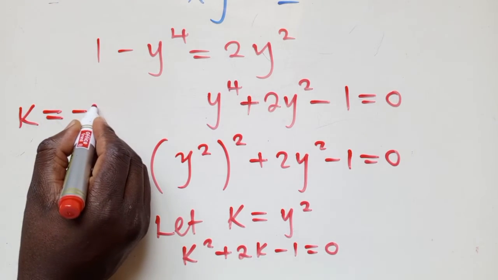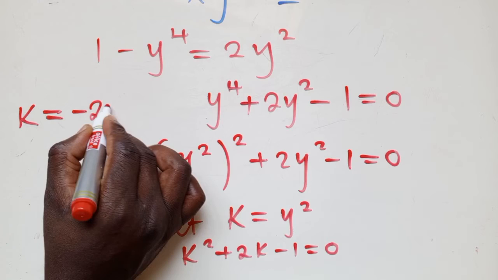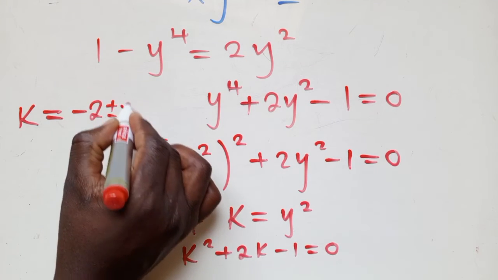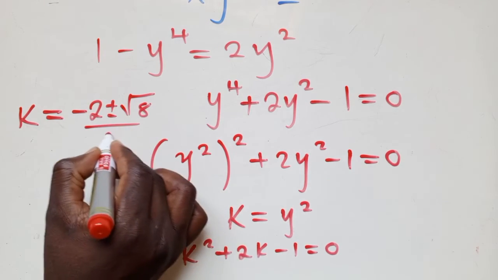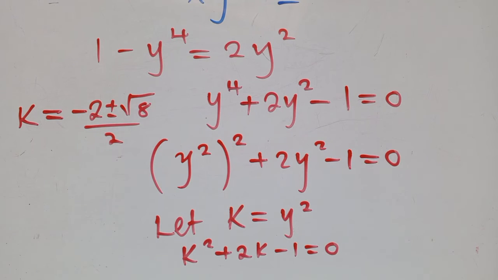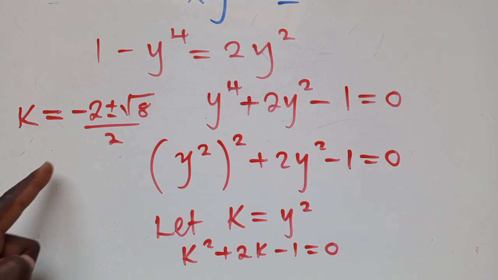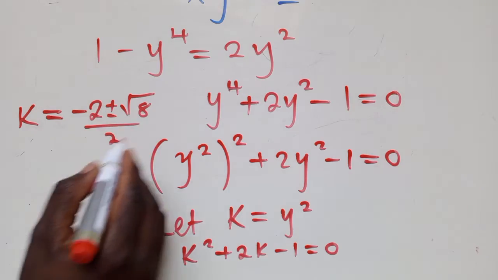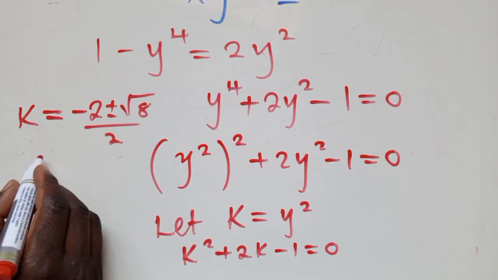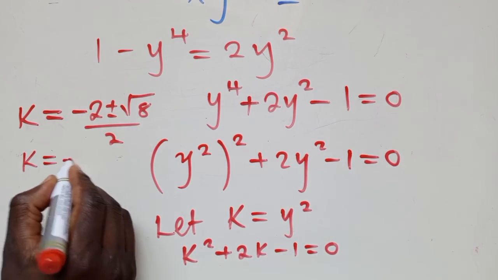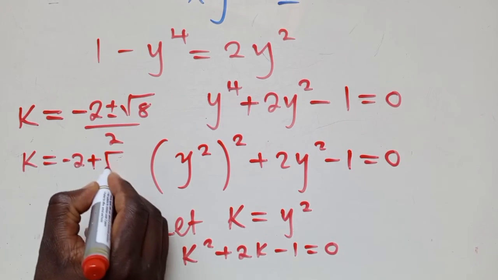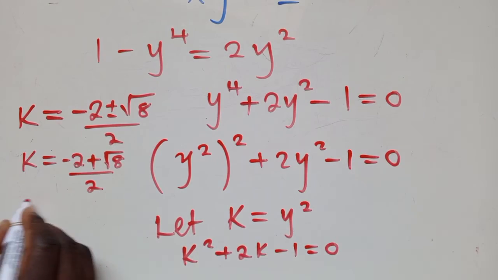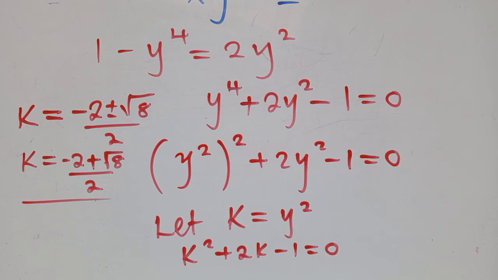k will be equal to negative 2 plus or minus root 8, over 2. So this is the solution that we're going to get. So what are we supposed to do with this solution? We only focus on whatever will give us a positive value, because there are two solutions. So I'll just go with the value of k, which is equal to (-2 + root 8) over 2. This is what I'll use to finish up this question.